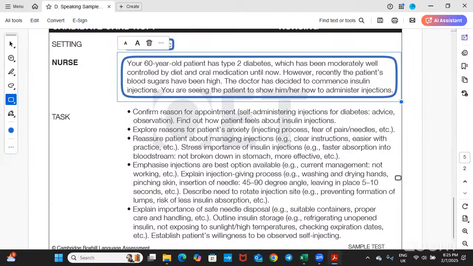So till now, he has been able to control by two modes. One is diet and oral medication. But, however, means but. So what's this? In spite of that, there is some sort of problem. That problem is persisting.